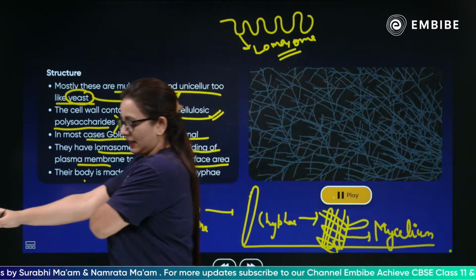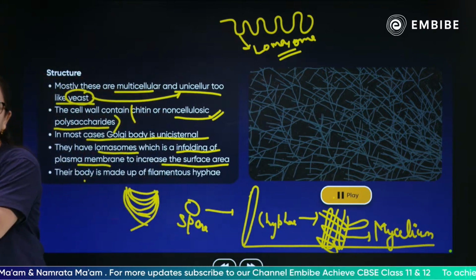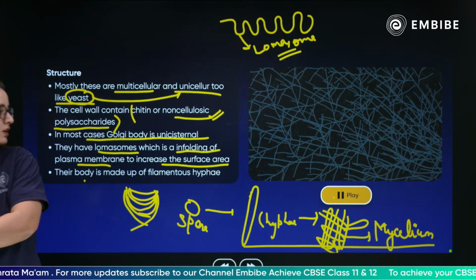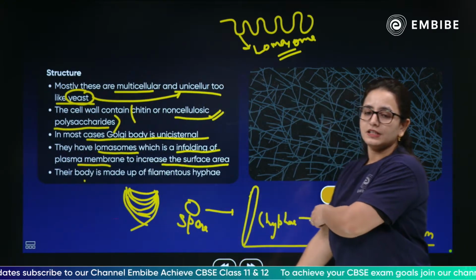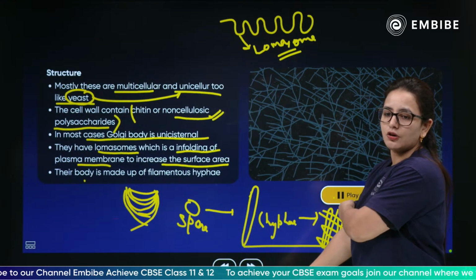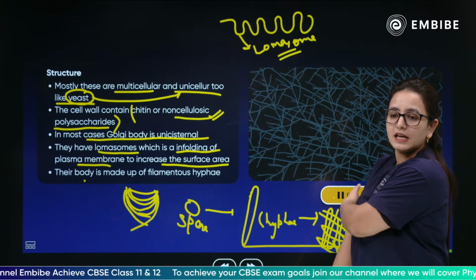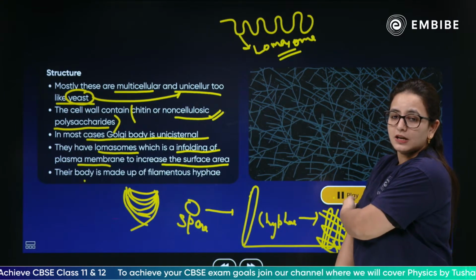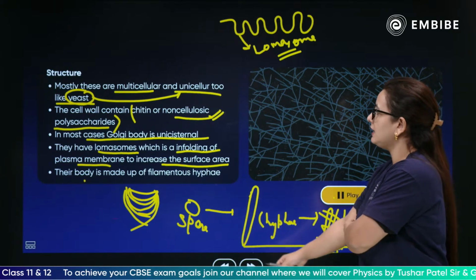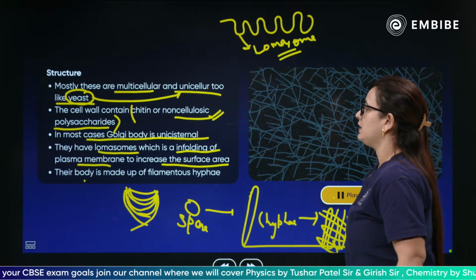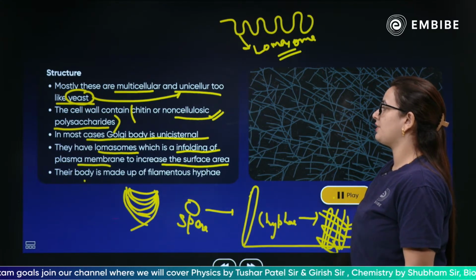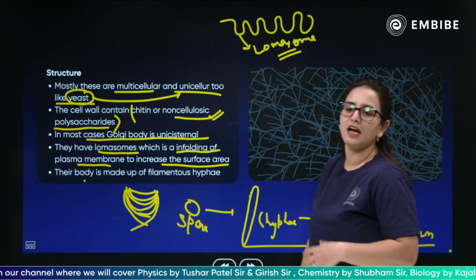I hope it is very clear what mycelium and hyphae are. Okay, so talking about the structure, this is how the structure of fungi is maintained. Only yeast is unicellular; the rest are multicellular, and they contain a chitin cell wall, a non-cellulosic cell wall. In most cases, the Golgi body is unicisternal, and they have hyphae.